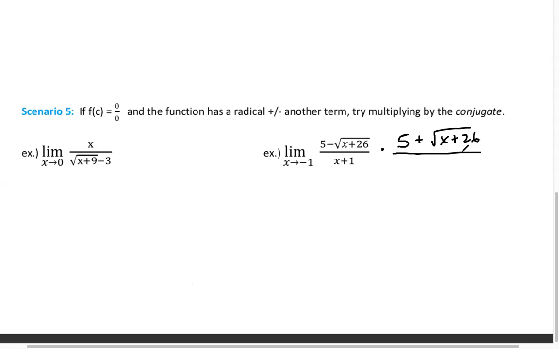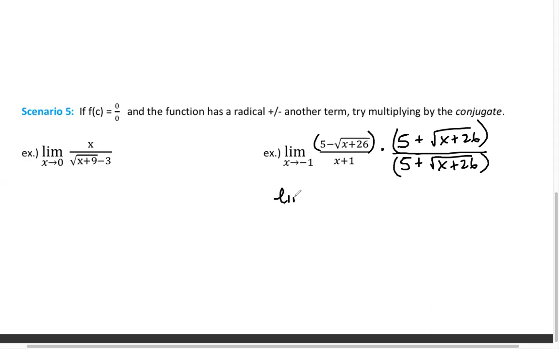And I have to divide by the same thing, so it's really like multiplying by one whole. You're not changing the value of the expression. Okay? If you want, I can put these expressions in parentheses if that helps a little bit.